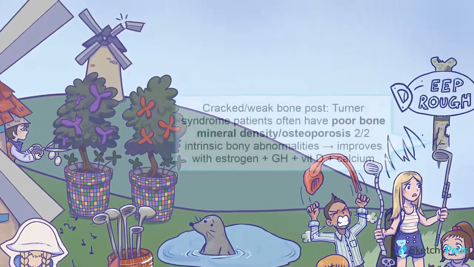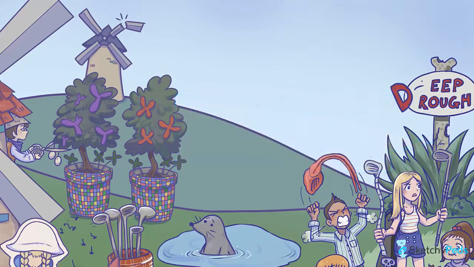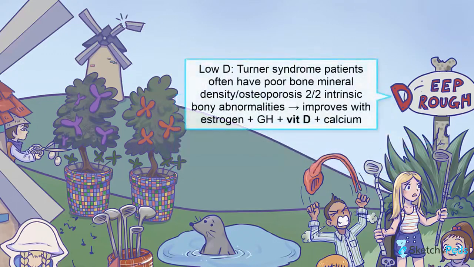In addition to these skeletal abnormalities, Turner's patients have problems with poor bone mineral density and osteoporosis, likely due to intrinsic bony abnormalities. Note the cracked and degrading bone post on the deep rough sign. Supplementation with estrogen and growth hormone and optimizing vitamin D and calcium intake is important.